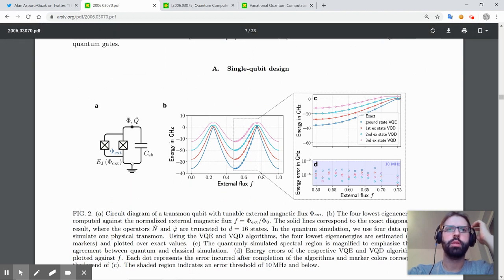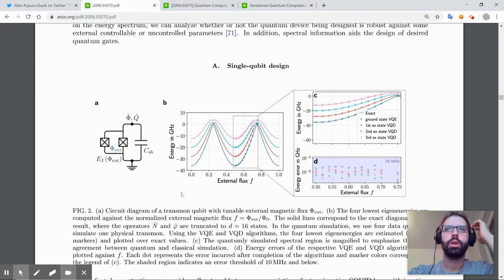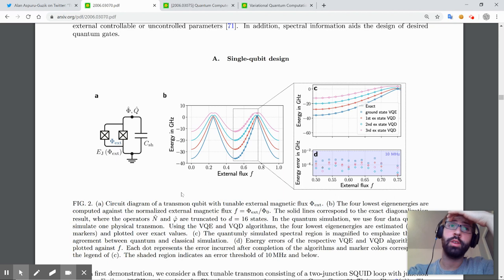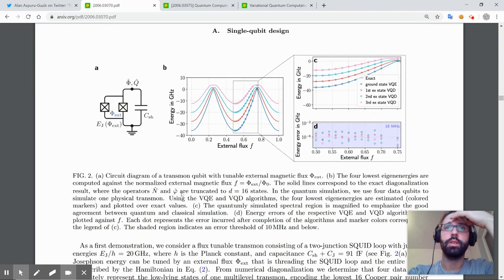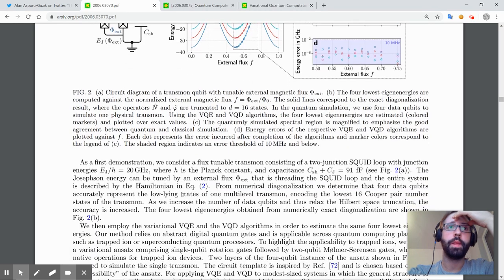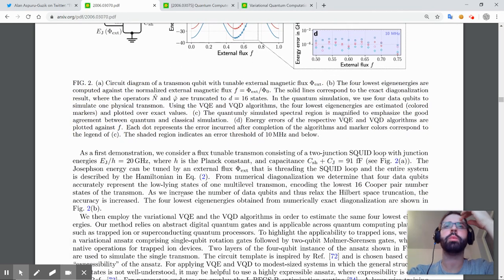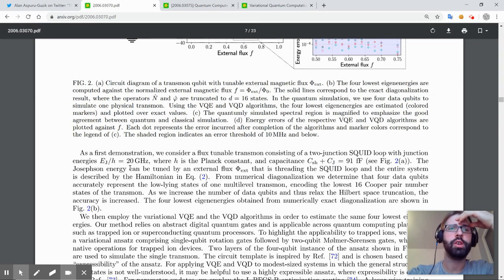So the transmon qubit with tunable external magnetic flux. The 4 lowest eigenenergies are computed against the normalized external magnetic flux. I wish I'd understand any of these. As a first demonstration, we consider a flux tunable transmon consisting of 2 junctions qubit loop with junction energies, blah, blah, blah. The Josephson energy can be tuned by an external flux that is threading the qubit loop.